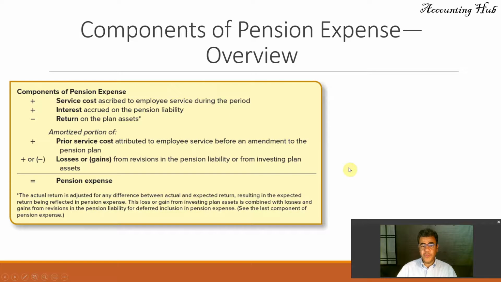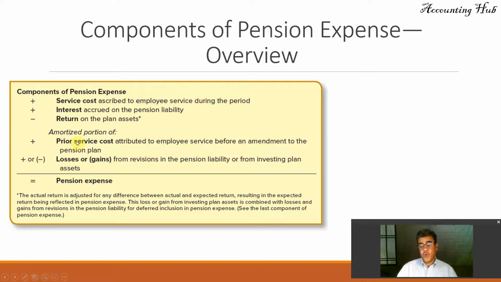So how does it work? We have the pension expense. What are the components? Service cost, interest expense. We have a video about that. Return on the plan assets. We also have a video about that. Prior service costs, so the amortized portion of prior service costs.